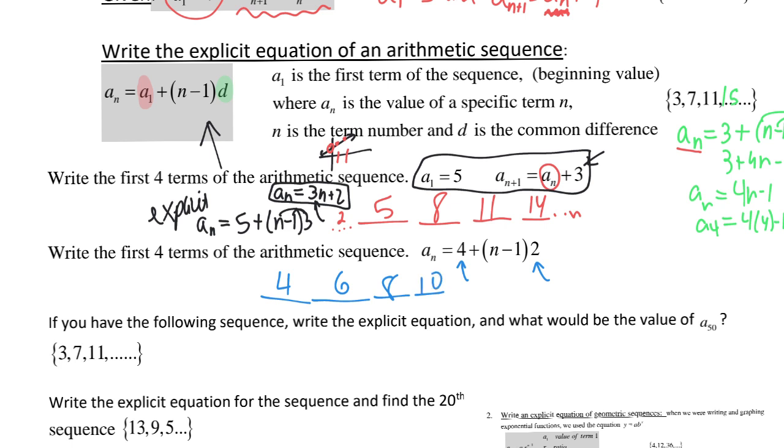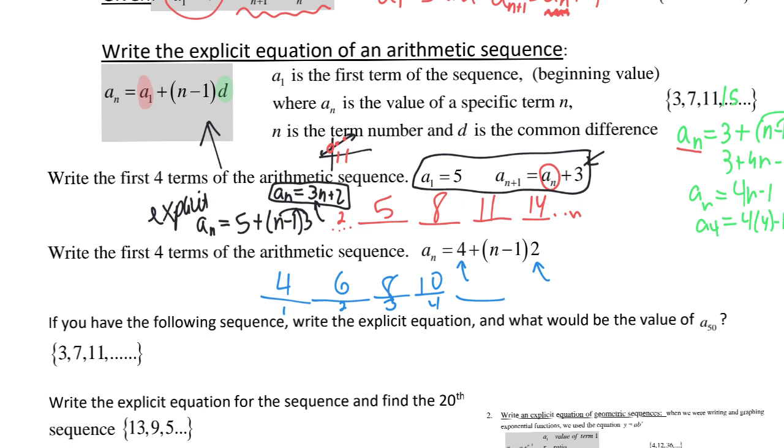If you'd like to evaluate it a different way, plug in n as 1, plug in n as 2, plug in n as 3. I guess that would be the only way I would do it. You would get the same exact answers.